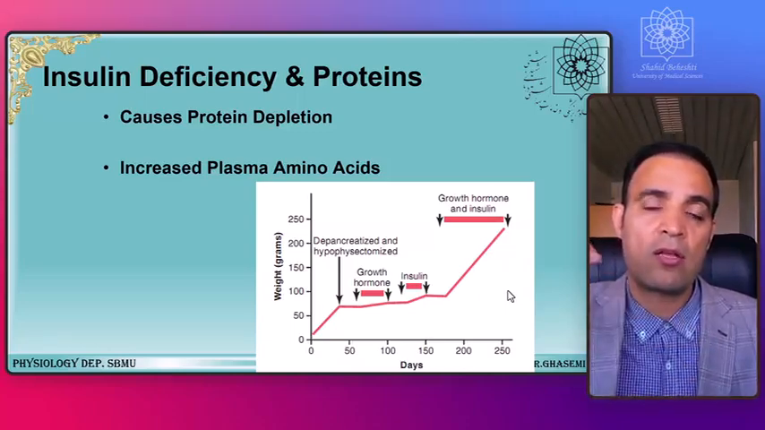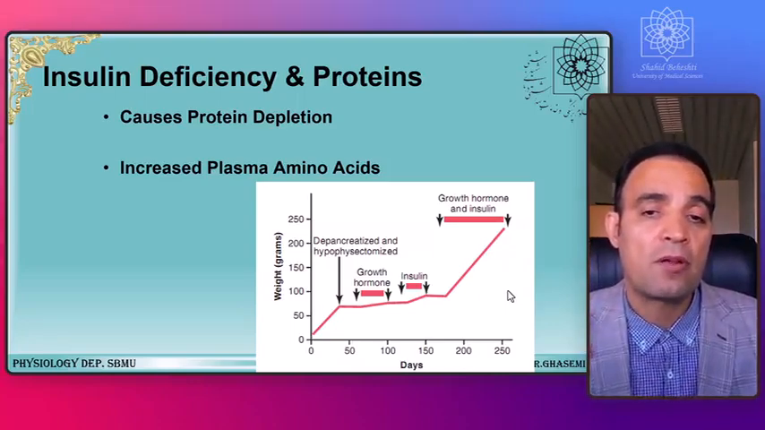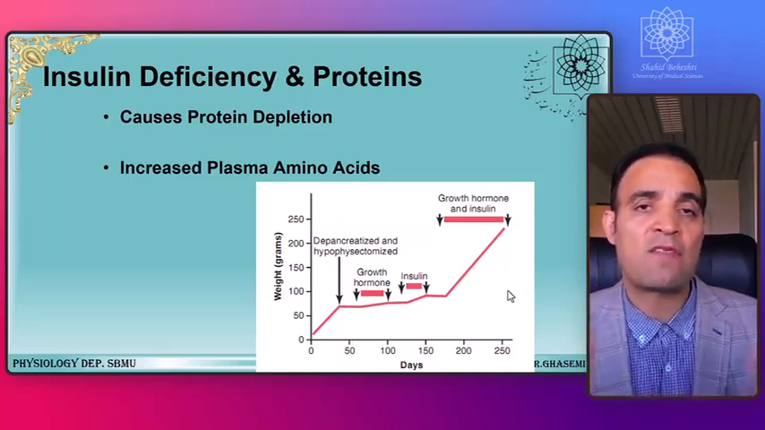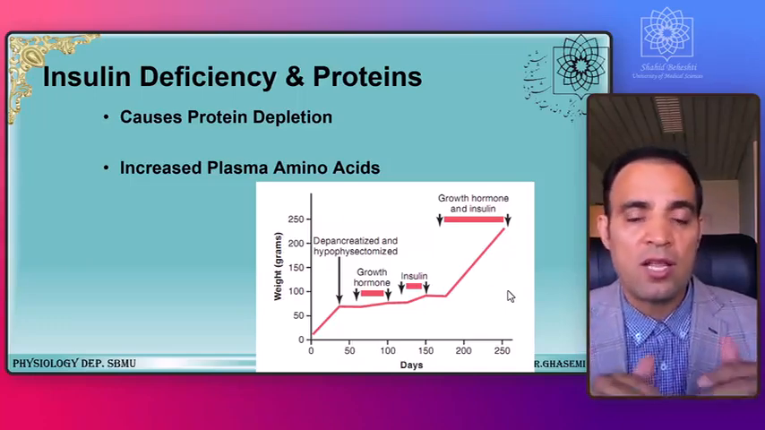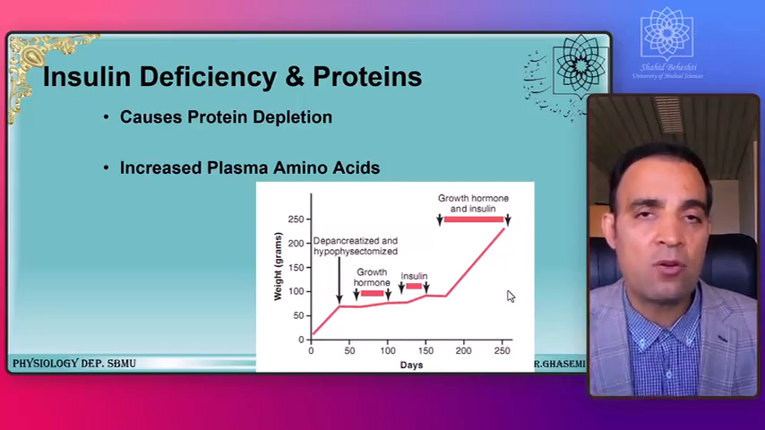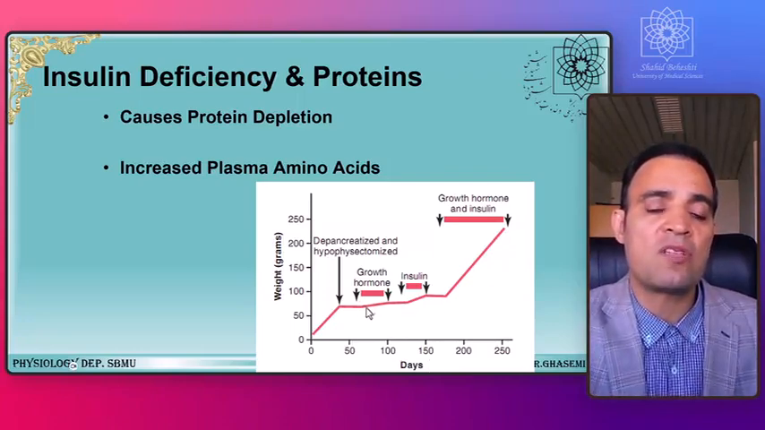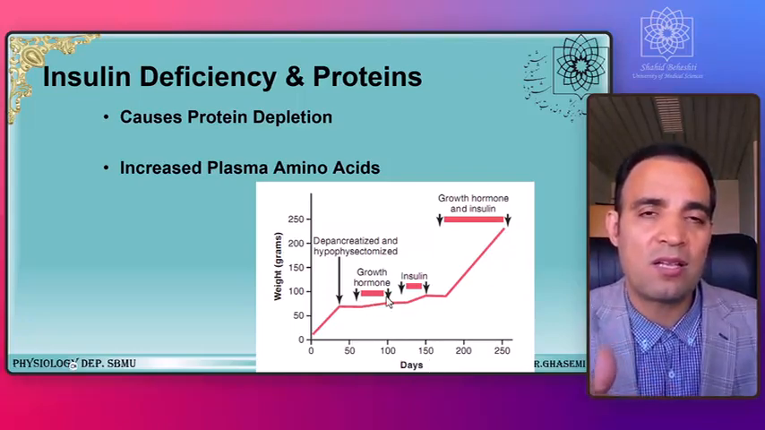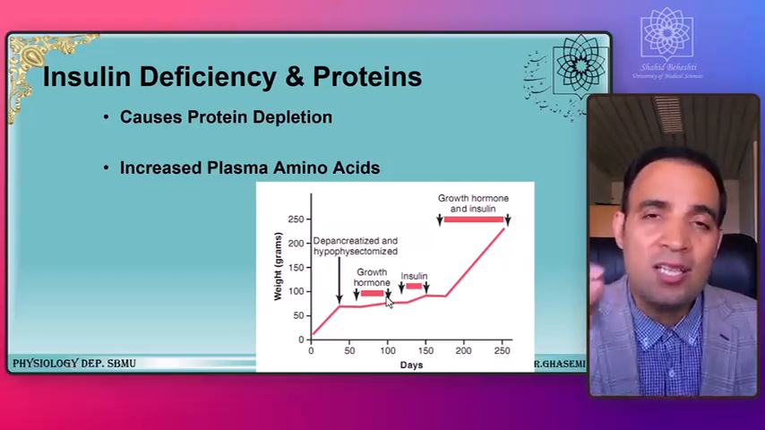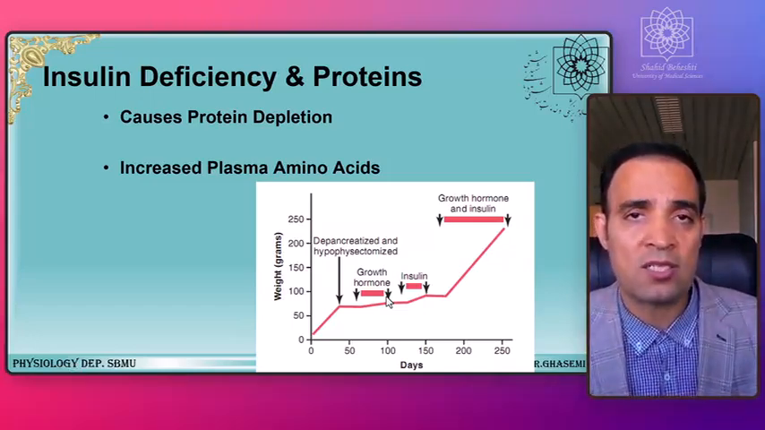This figure clearly shows that if we remove the pancreas from the body of an animal that has normal growth, immediately the growth will stop. If we remove the pancreas and the pituitary gland, therefore we have no growth hormone and no insulin, the growth will completely stop. If we inject the growth hormone without insulin, you can see that we do not see any increase in the growth. If we inject insulin alone without growth hormone, it is not able to increase the growth.